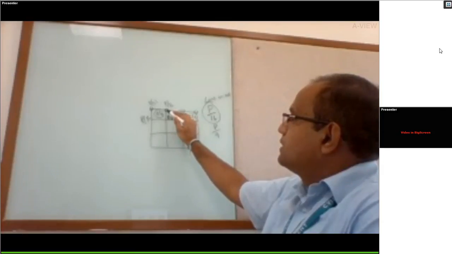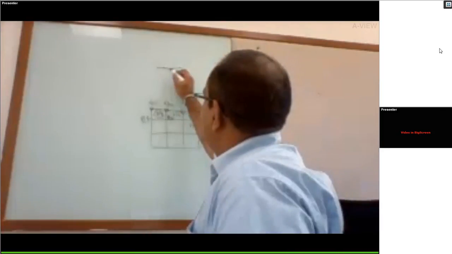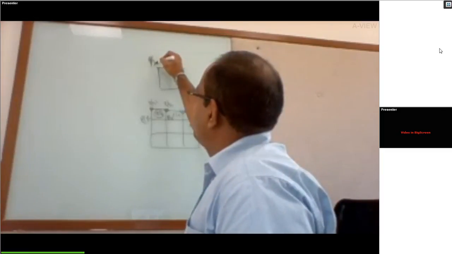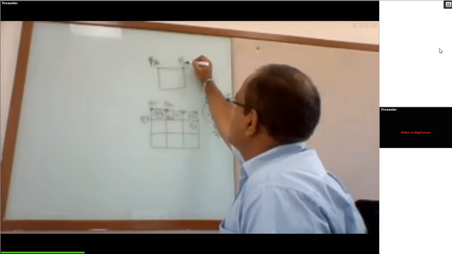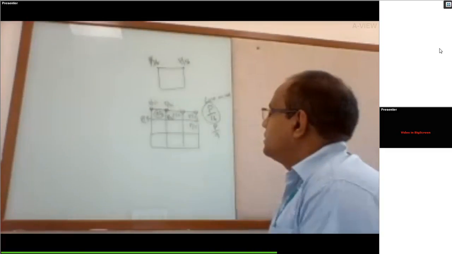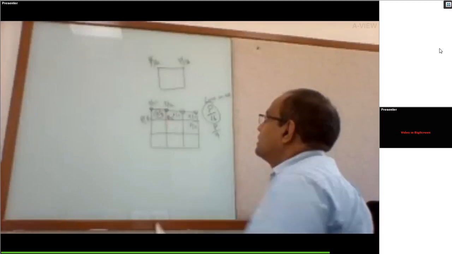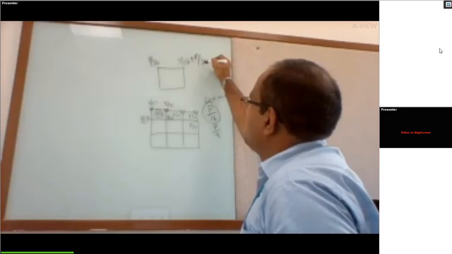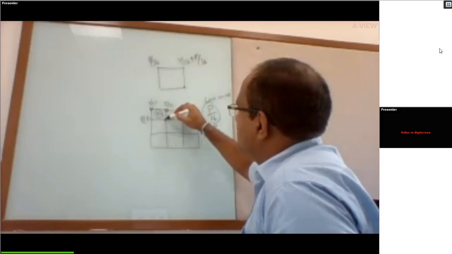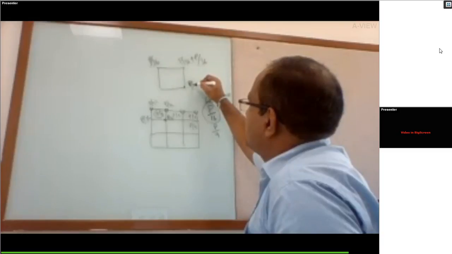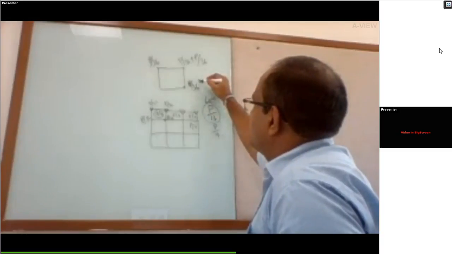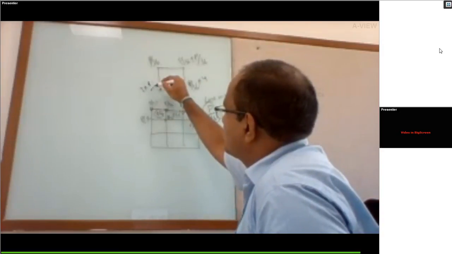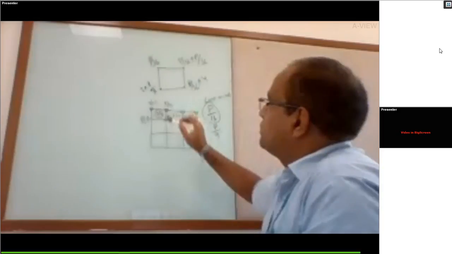For example, P by 36 is coming from, so here P by 36. So this node is shared by two elements, this element and this element. So it will be having 2 P by 36. Similarly, this node is shared by 4. Then P by 36 into 4. So here it is shared by 2, 2 into P by 36. So this is how we need to distribute.